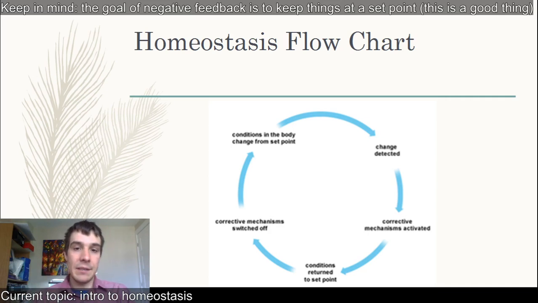What's going to happen? Well, eventually my body is going to get colder because now it's colder air in the room. Something's going to have to detect that change. I can already feel it getting colder. And then some kind of corrective mechanism gets activated. That corrective mechanism does its work, brings the conditions back, and then the corrective mechanism switches off.